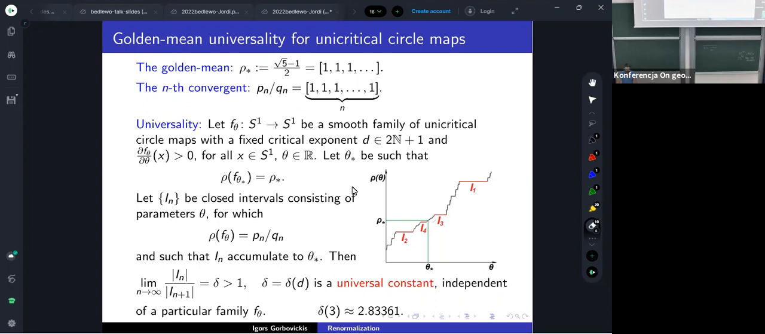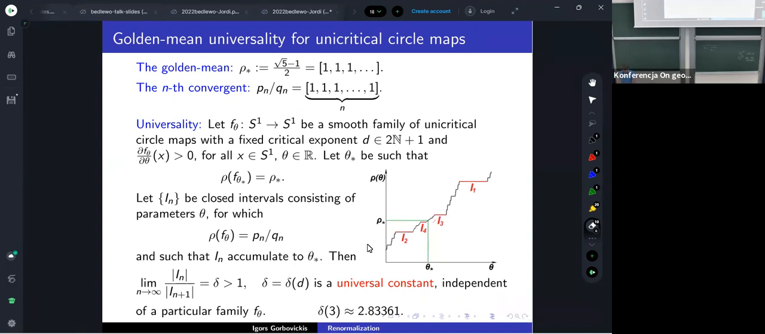And it's well known that in that case, the graph that we see is a Devil's staircase with plateaus at all rational values of the rotation number. So a typical picture is here on the right. And let's find the parameter theta, denoted by theta star, for which the rotation number is equal to the golden mean. So again, this is here on the picture.